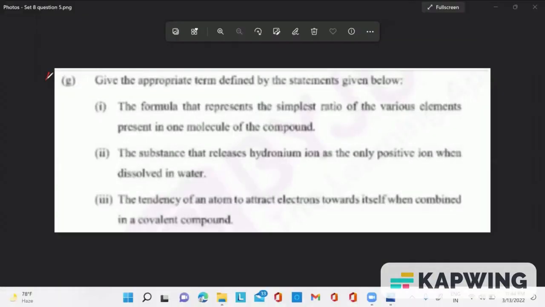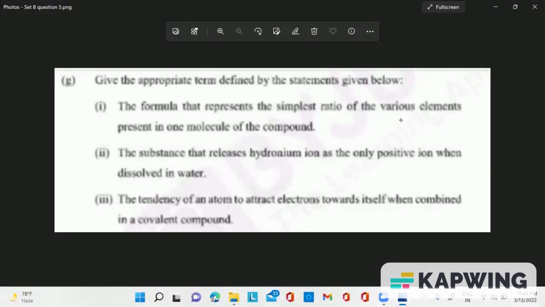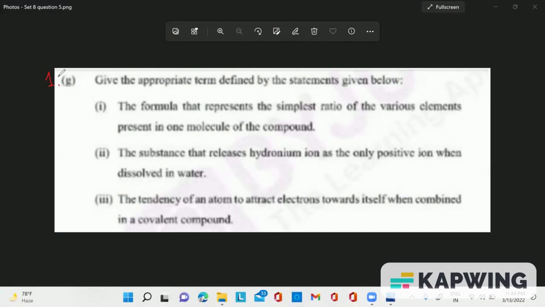Today I will discuss one more question from ICSE Class 10 Chemistry Question Paper 2019, Paper 2. It is basically question number 1G, which is having 3 parts. So, give the term defined by the statements given below. So, the formula that represents the simplest ratio of the various elements present in one molecule of the compound. So, appropriate term for this will be my empirical formula. Okay, so this is the formula that gives the simplest ratio of the elements present in a molecule.